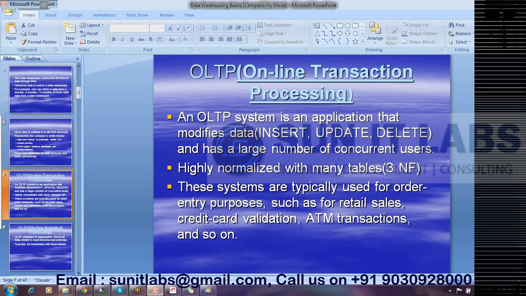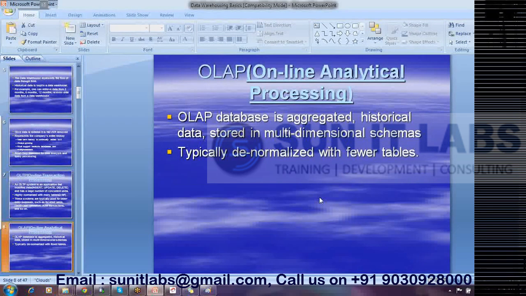Similarly, the OLTP application, as we understand, is normalized up to third normal form. Normalization is nothing but the process of dividing the data into multiple tables. That is called a normalized structure. You have different examples here. Retail sales: when you visit a retail market, something like Walmart or Target, the agents there keep inputting the data. That application is nothing but an OLTP application. ATM transactions also. These are all called OLTP applications.